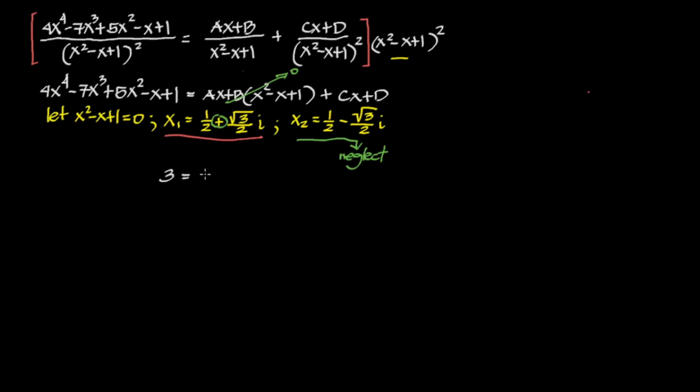Now, ilagay natin dito sa kabila is cx plus d, pero substitute natin yung value ni x sub 1. So, we have c times 1/2 plus square root of 3 over 2i, then plus d. Now, i-distribute natin. So, we have c over 2 plus c square root of 3 over 2i, then plus d. Now, paano sasagutin? Paano natin makukuha yung value ni c and d?